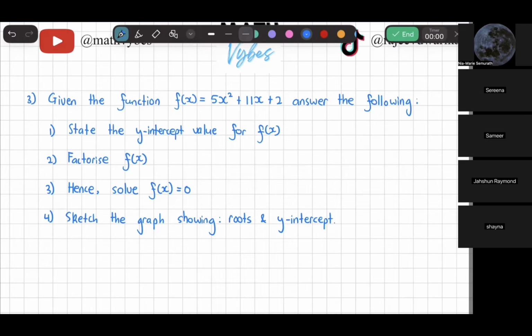Amira, let me see what you have here. The first one is correct, the y-intercept. The factorization, okay, something looking wrong here, Amira. Something looking wrong. Amira, you there?